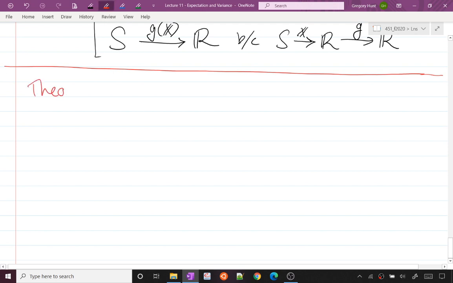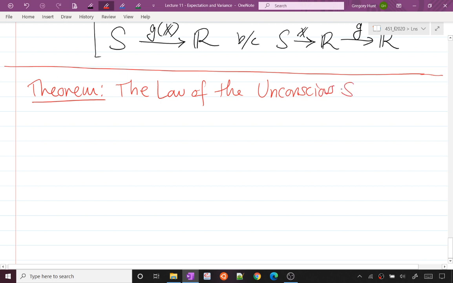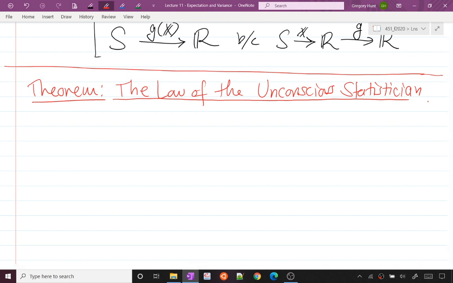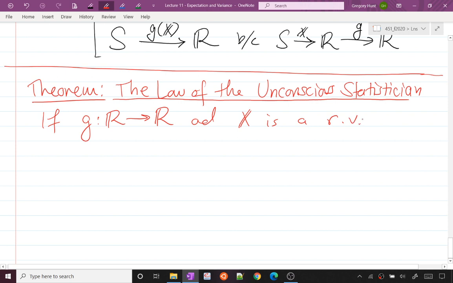So that brings us to a theorem, probably the best named theorem in the course. This is the law of the unconscious statistician. Named so because you can apply it unthinkingly like an idiot statistician, like myself. So the law of the unconscious statistician says if we have some real valued function, g, and x is a random variable, then if I want to calculate, instead of calculating, say, the expected value of x, what if I want to calculate the expected value of g of x?